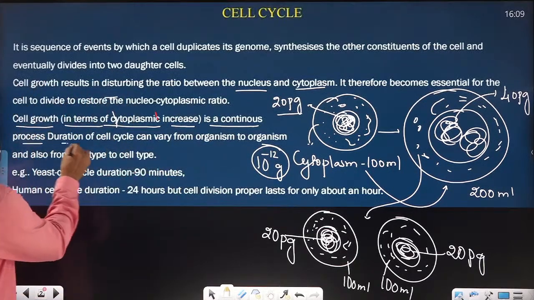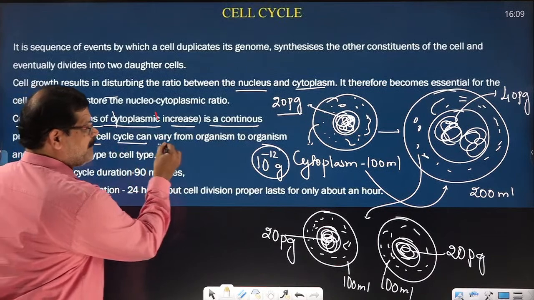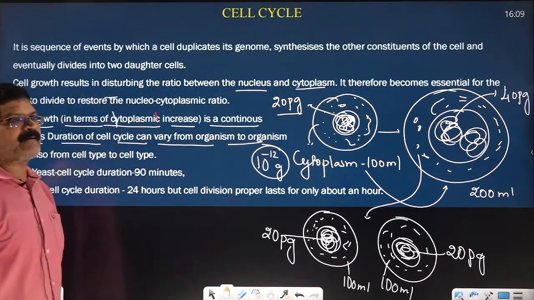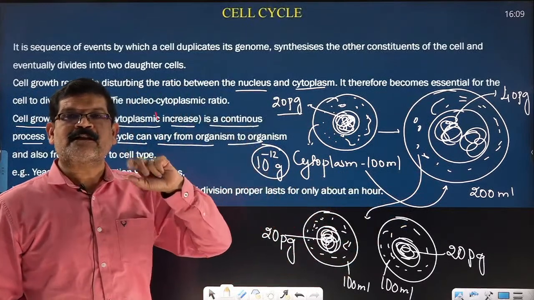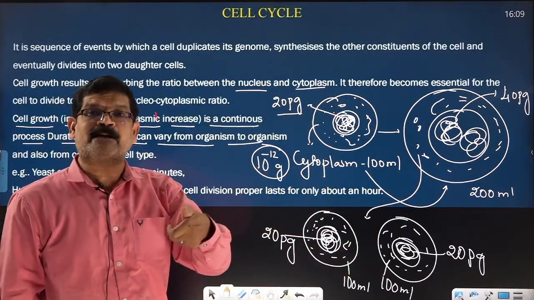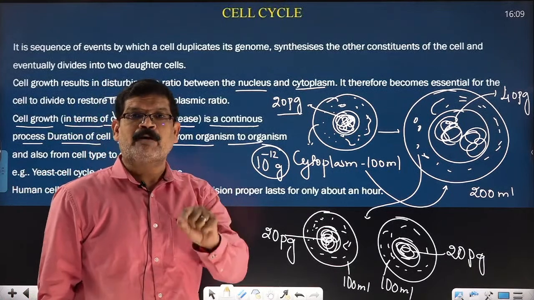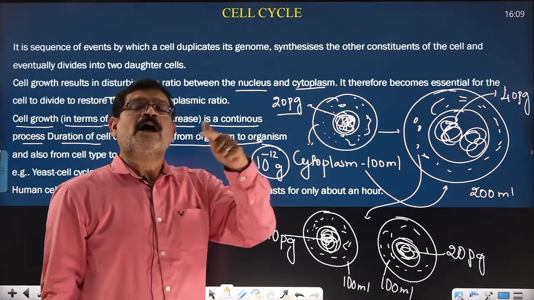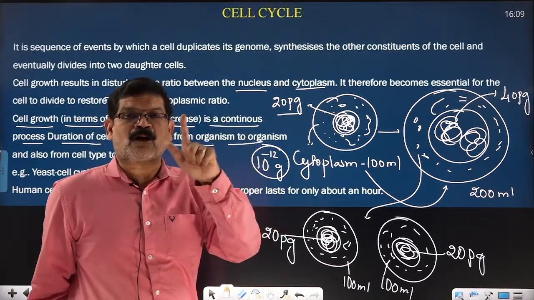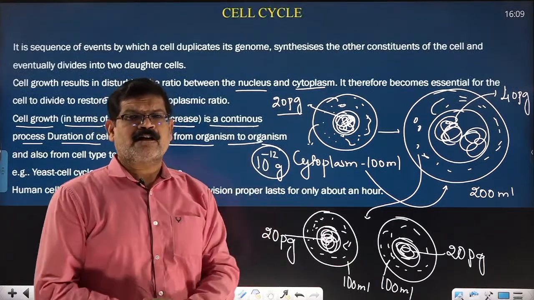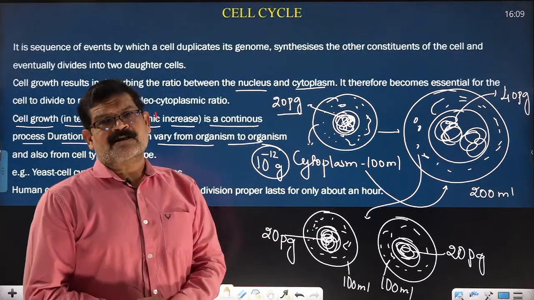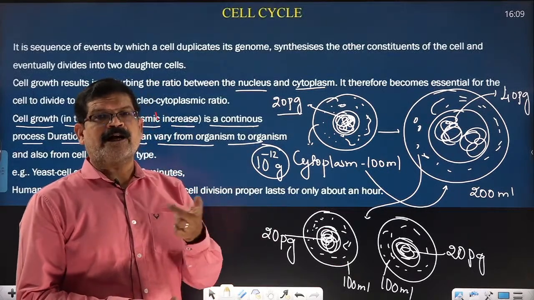The process and the duration of the cell cycle can vary from organism to organism. Like for the cell to become two daughter individuals, the time taken by them will vary from one organism to another organism. It is not constant for all kinds of cells, because in nature we have two kinds of cells, which are called the prokaryotic cell and the eukaryotic cell.